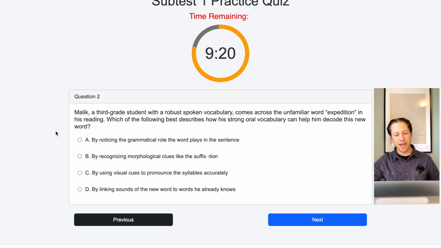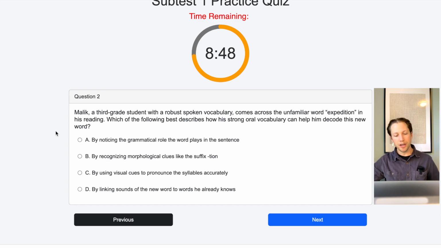All right, so A says noticing grammatical role play in the sentence. Now, I like the idea where students use context clues to search around the word that they don't know, but I don't think that this is what it's talking about because it's specifically focused on grammatical issues, and whether or not the student understands the difference between a comma and a semicolon, I don't think is going to help understand the word expedition. Okay, so letter B, by recognizing morphological clues such as the suffix tion, that suffix doesn't have any meaning by itself, so that won't help.